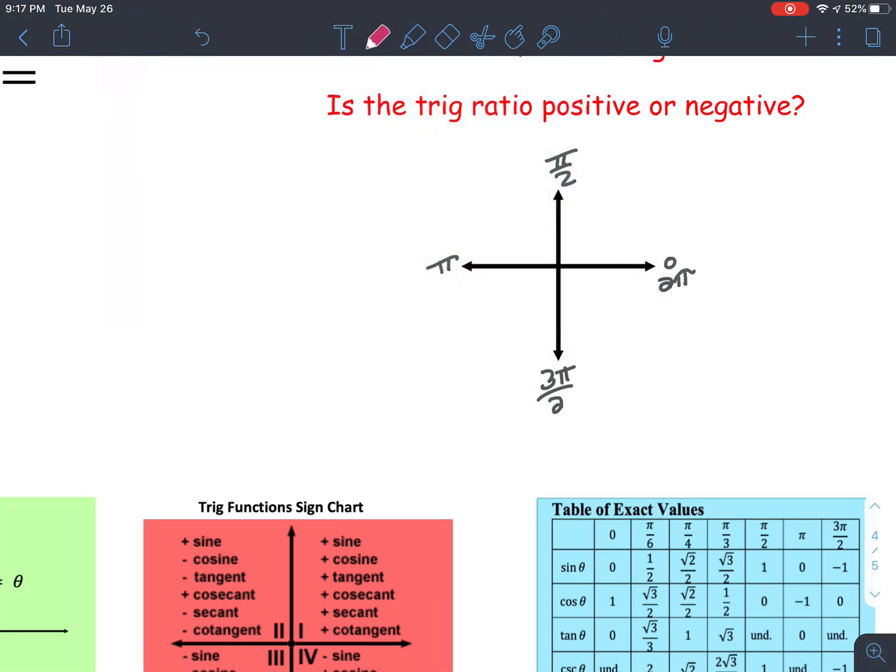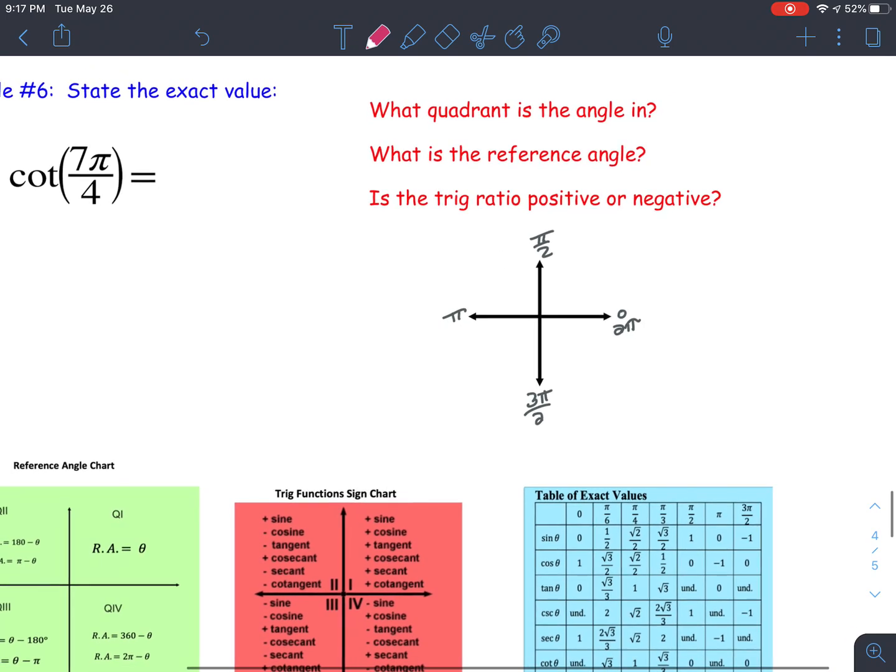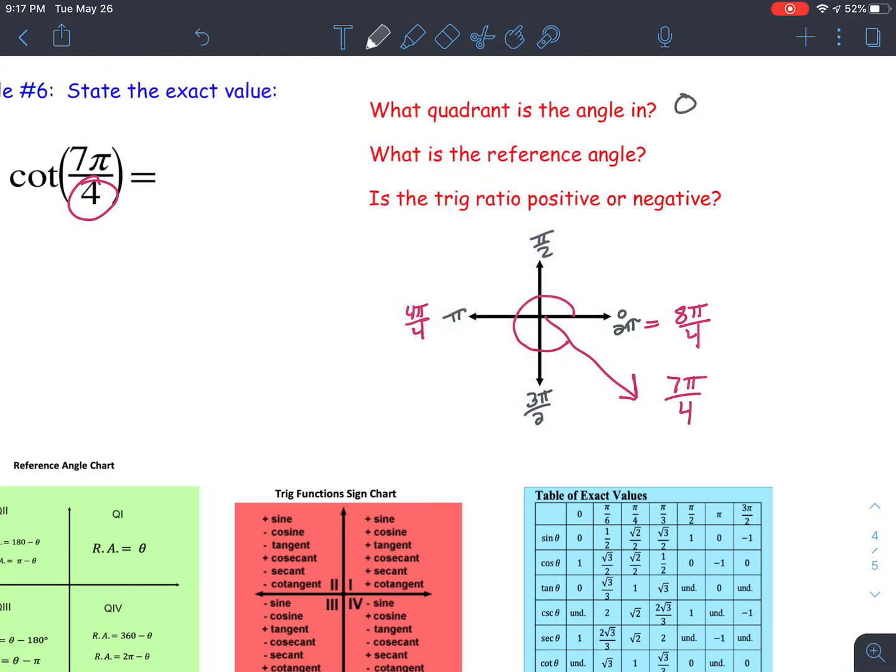I need to remember, so this has a denominator 4, so I can write this as 4 pi over 4, and I can write 2 pi as 8 pi over 4. So 7 pi over 4 is 1 less than 8 pi over 4, so we're going to end up being in the fourth quadrant. So we're in quadrant 4.